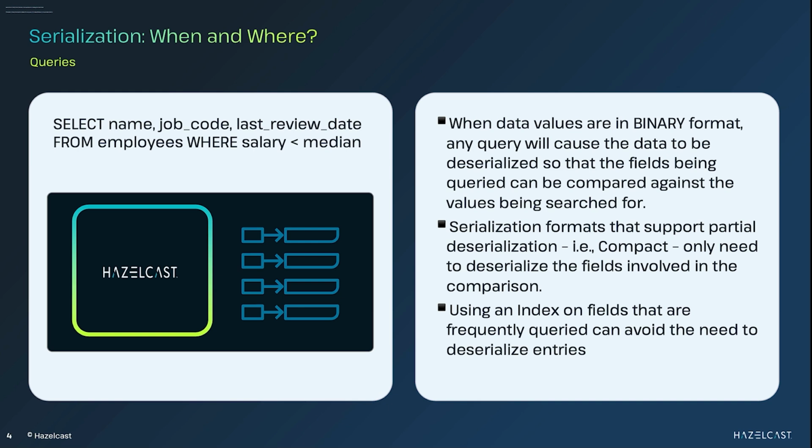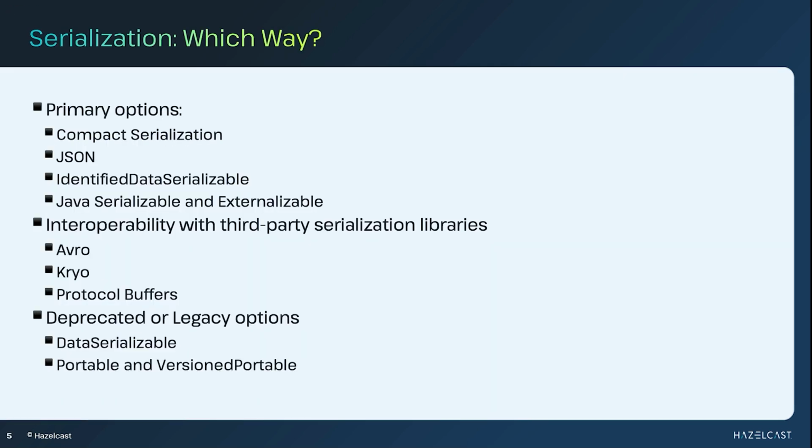So to recap, for binary data, we don't incur serialization overhead on storage or retrieval, get or put, but we do on queries. So binary is great for access by key and not so great for queries. For object data, we deserialize when we put the data, and we can then query without additional work. So if we're frequently querying, then object is better. Indexes avoid the need to deserialize on queries, but add some additional costs to put operations.